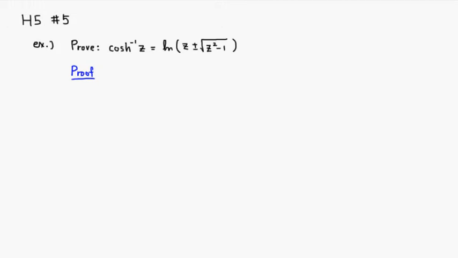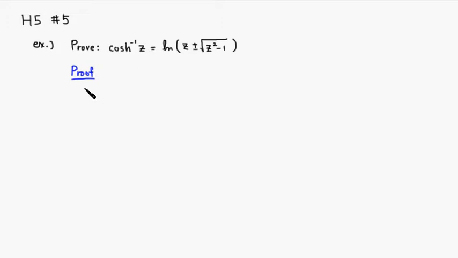Okay, let's look at homework 5, problem number 5 example. All right, so I'll do a similar problem. It says that we need to prove that arc hyperbolic cosine of z is equal to natural log of z plus or minus square root of z squared minus 1. All right, so let's do that.